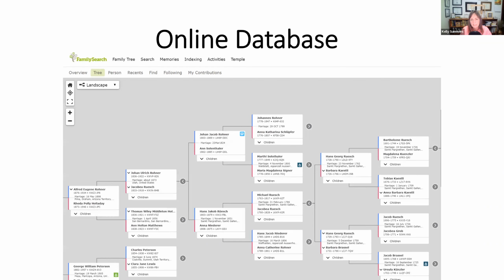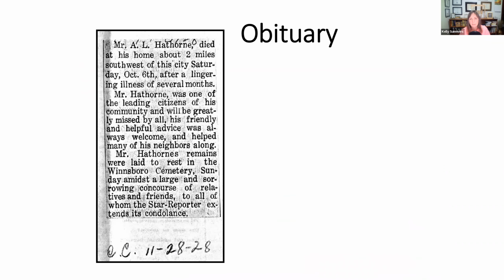Okay, an online database. This would be considered a compiled or derivative. However, as you drill down to each person page, you might find some sources, and those actual sources might be original. Here we have an obituary.